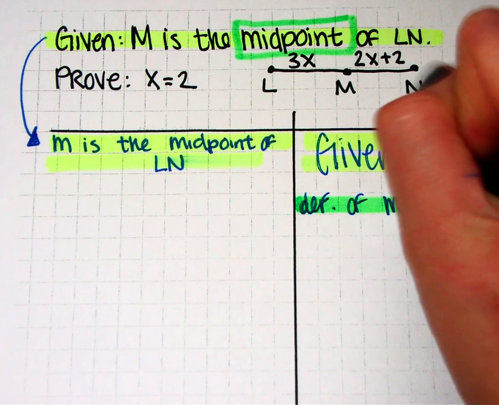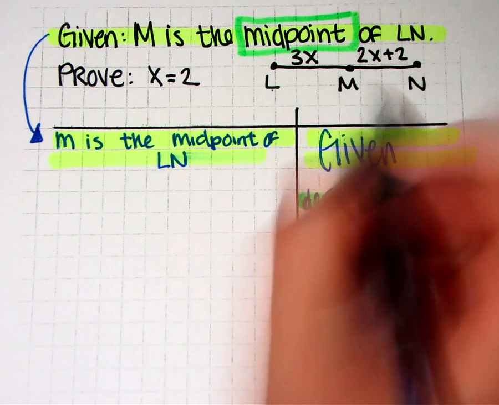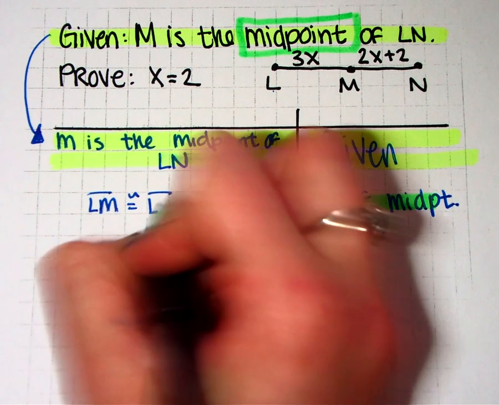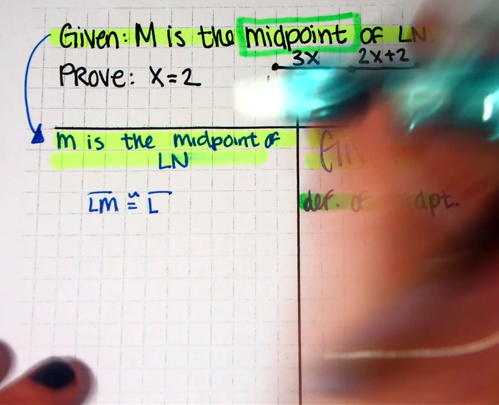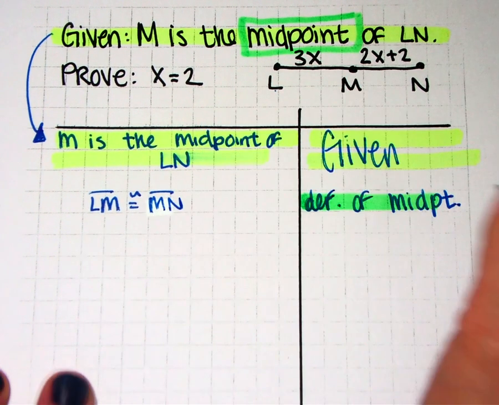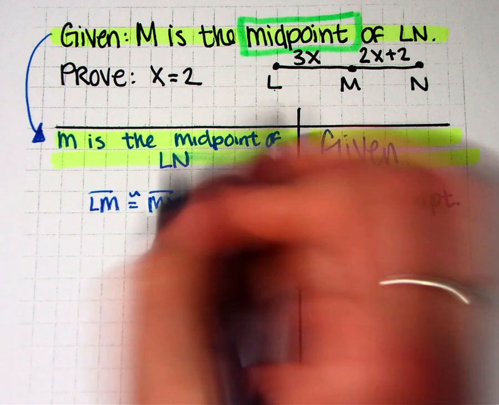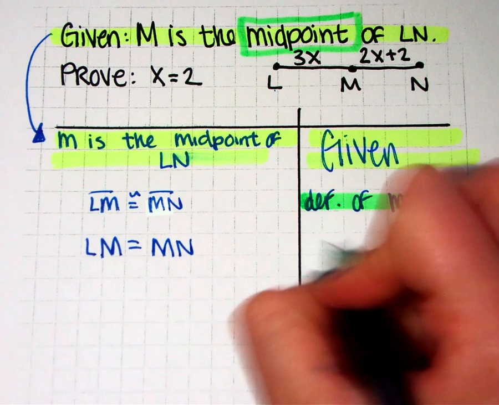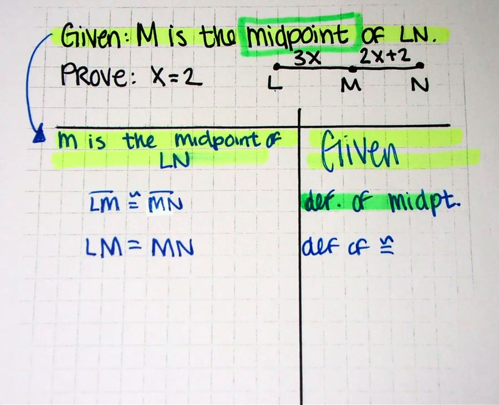Definition of midpoint. What that means is segment LM is congruent to segment MN. Got my white out again. It's congruent to MN. We can't just go ahead and substitute. We need to make sure that we set it equal. So segment LM equals MN. That is called the definition of congruency because you're going from congruent to equal.